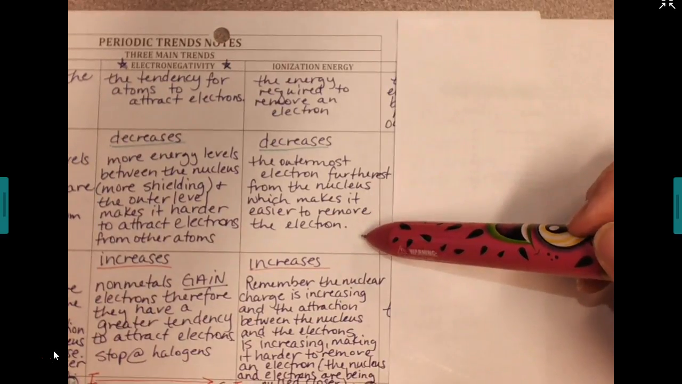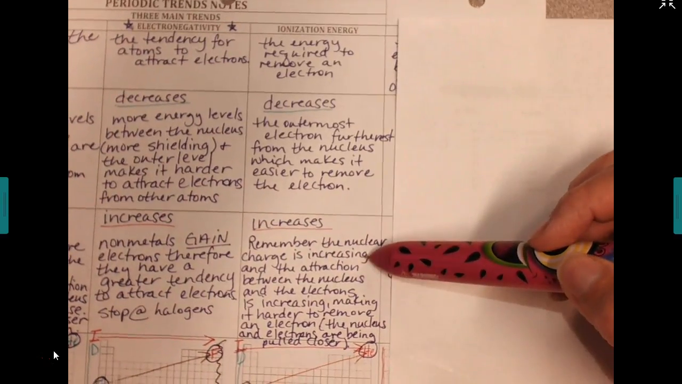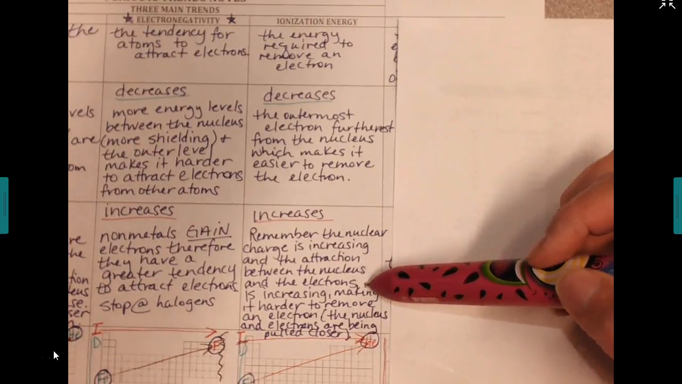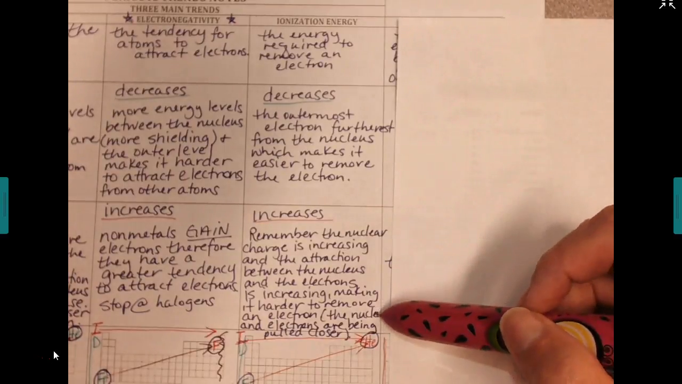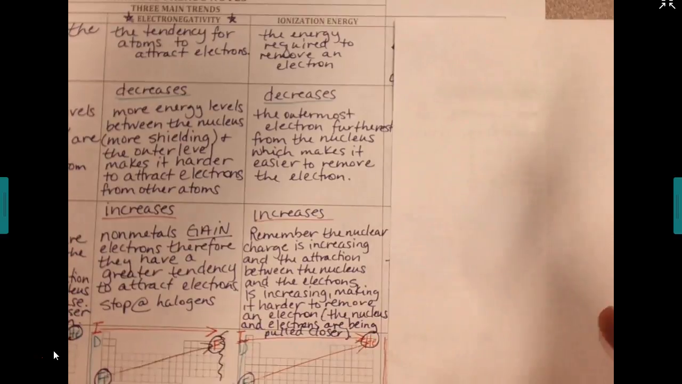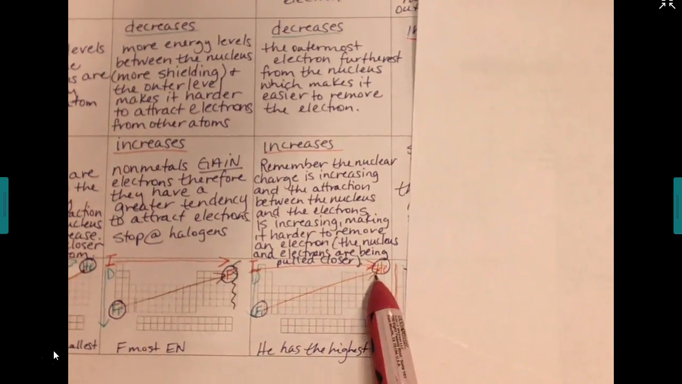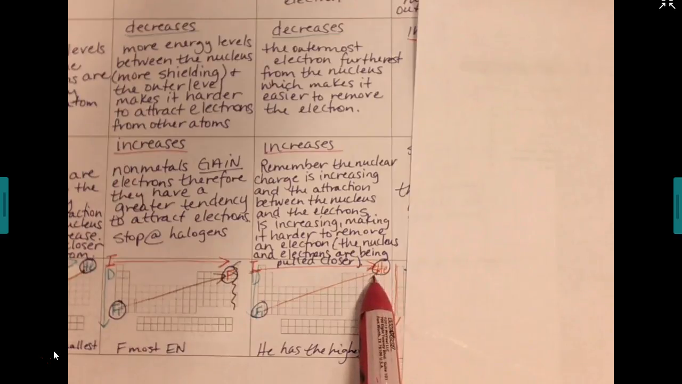And as we go across, remember the nuclear charge is increasing, and the attraction between the nucleus and the electrons is increasing, making it harder to remove an electron. The nucleus and electrons are being pulled closer together. So helium will have the highest ionization energy. It has just one energy level, and it is a full energy level. So you're not going to remove an electron from helium.